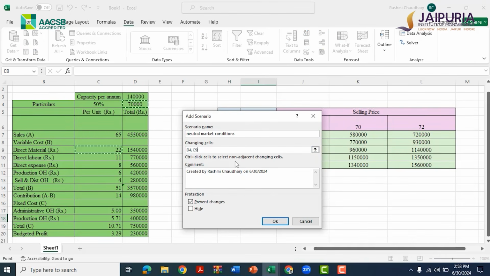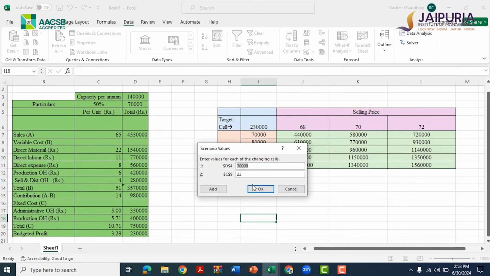So again changing both the cells but having different values. So under neutral market conditions, you will not be able to sell 1,10,000 units. Rather, you will be selling 80,000 units, and the material price will be 24 rupees. That will be the same under this scenario also.